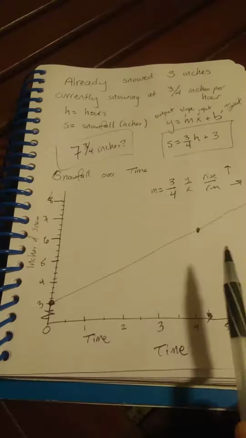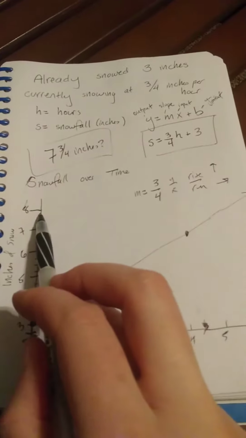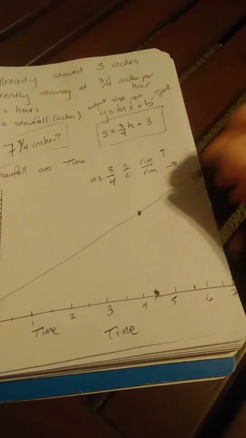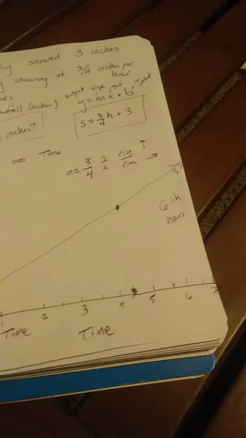So now our question is, where are we at 7 3/4 inches? At 7 3/4, it's about here. So it's maybe 6 hours, maybe a little higher than 6-ish. So 6-ish hours. So we can see if we can do it more precise.